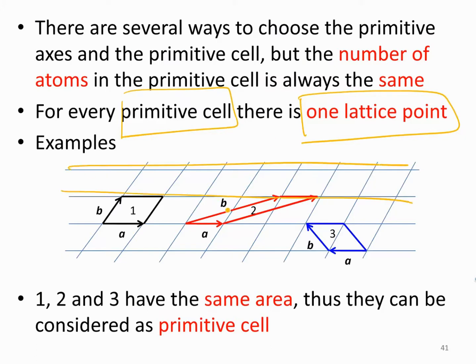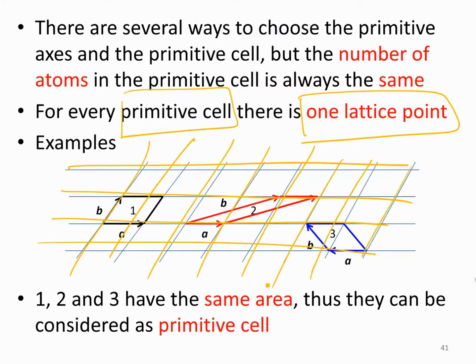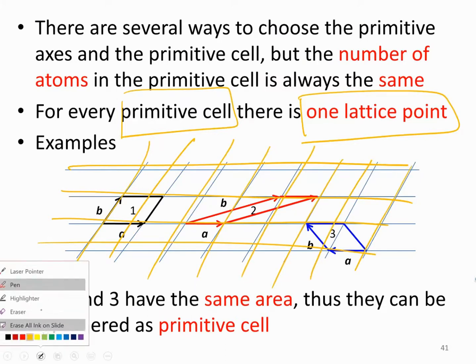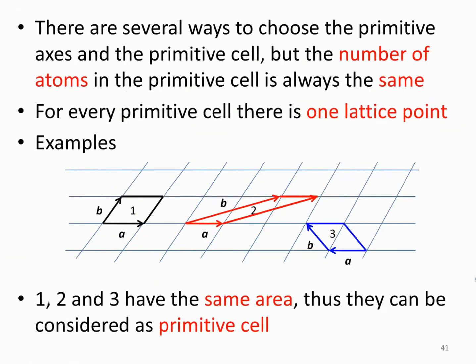So this is a lattice, okay? This is a lattice. The orange line, okay, lattice. There are many ways to draw the primitive cell, as long as the lattice point is 1, okay? So I can pick this as a primitive cell. I can pick this as a primitive cell. I can pick this as a primitive cell. 1, 2, 3 are different primitive cells. Okay, the condition is that it only has one lattice point.